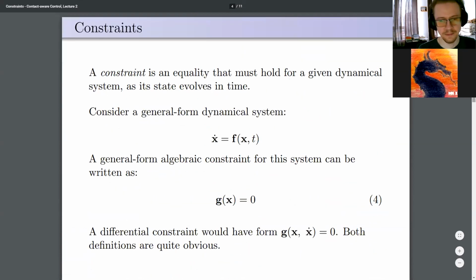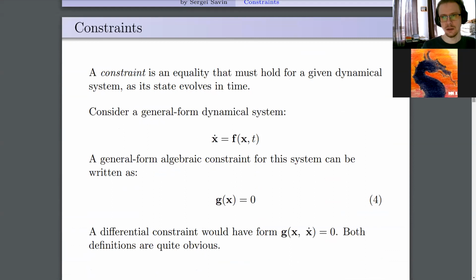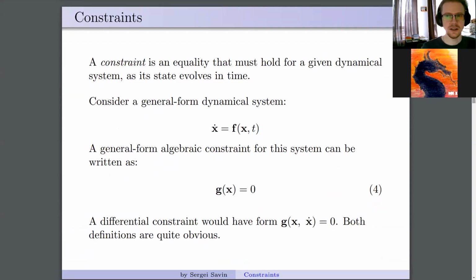Now about constraints. So a constraint is an equality that must hold for the dynamical system for the whole time during its motion. How should I say it? This is an equality that is always true for this dynamical system. That maybe sounds simple, but there is a lot of context with it.